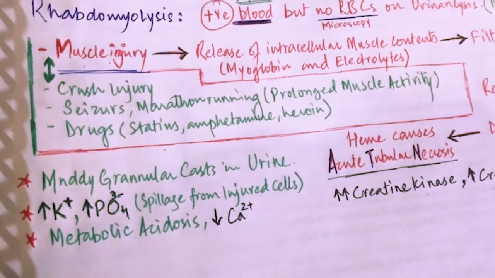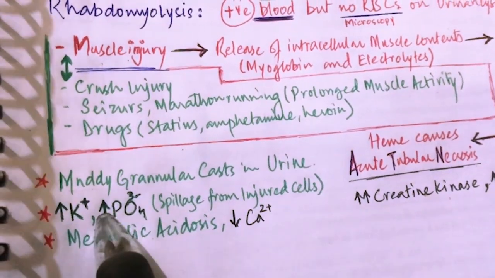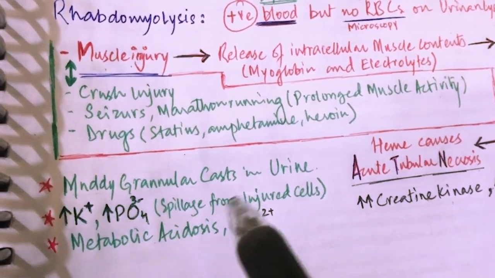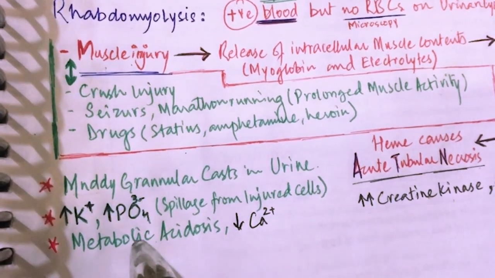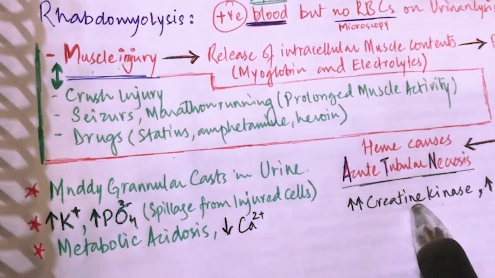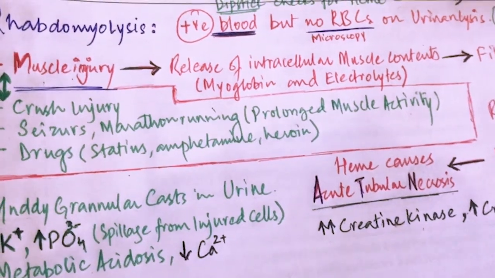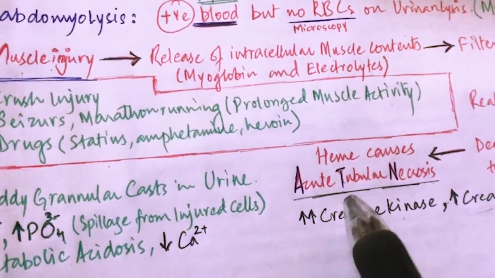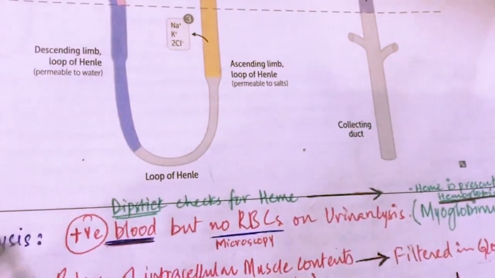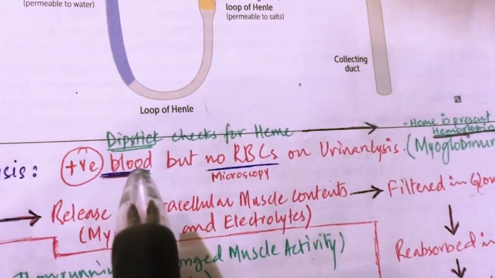Other things you want to look for in the stem are muddy granular casts in the urine, increased potassium and phosphate levels, obviously due to the spillage from the injured myocytes, along with metabolic acidosis and hypocalcemia. You will also find an increased creatine kinase level. Creatine kinase is found in muscle mass, so when muscle is broken down, you'll find elevated creatine kinase.